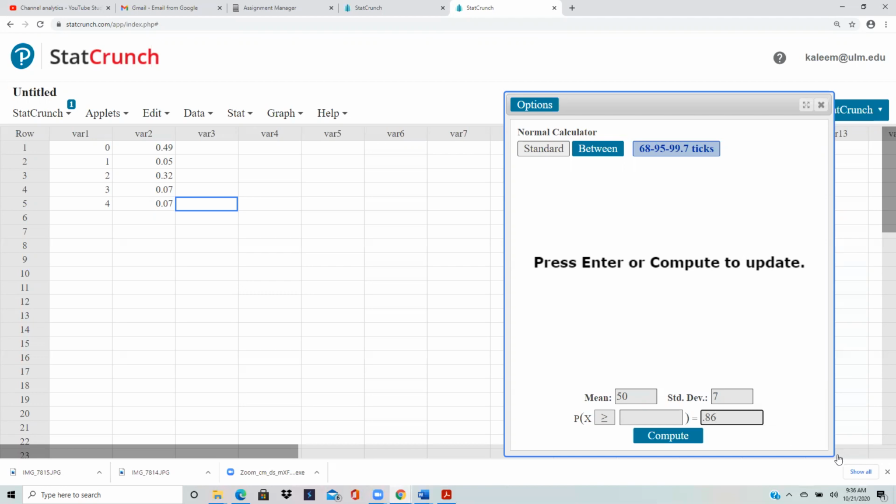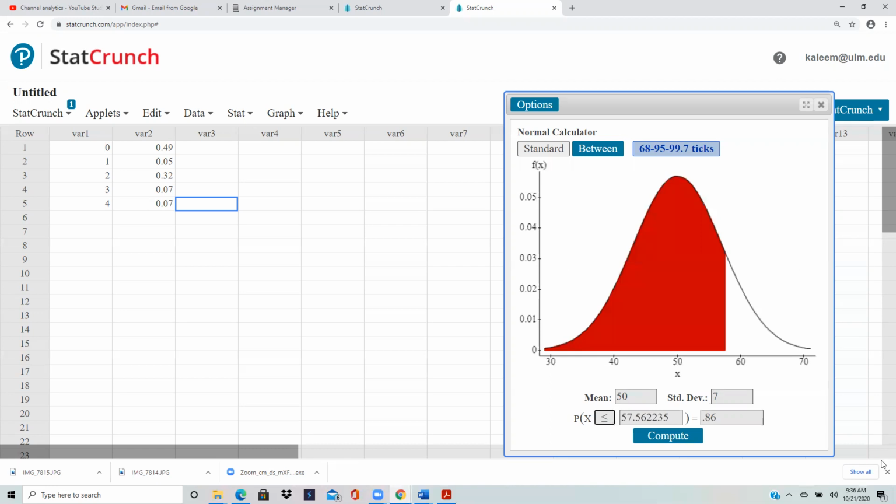And then is everything correct? I think so. What did we agree about? What does 86 percentile mean? That they're less than, so we need to change that sign to less than. So 57.56.